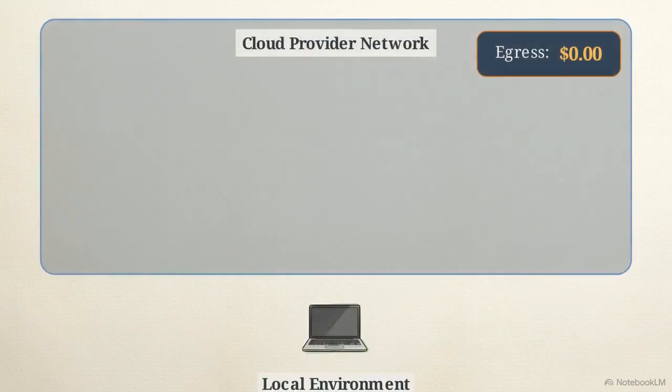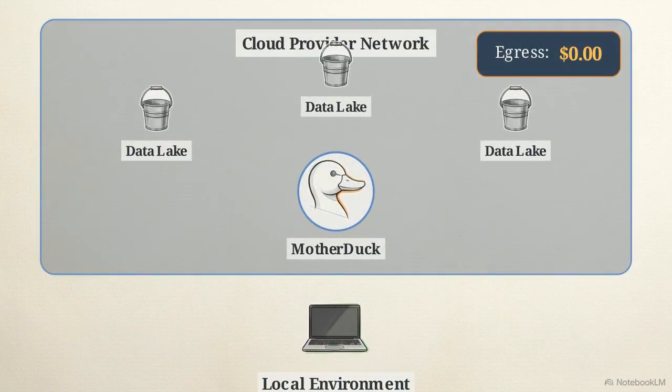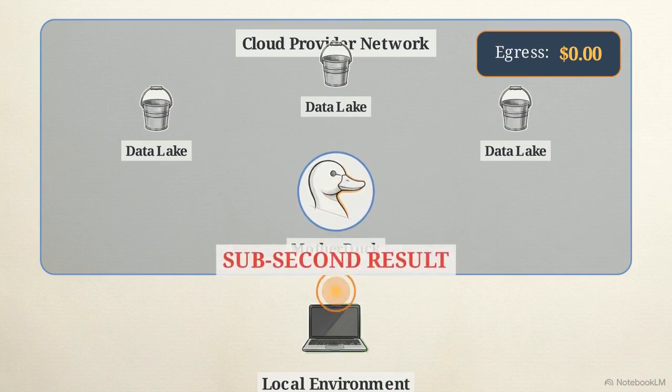This dynamic tree splitting achieves zero egress cloud processing. The heaviest data movement remains entirely within the cloud provider's internal network, while only the final, aggregated results are pushed down to the client, delivering sub-second performance.